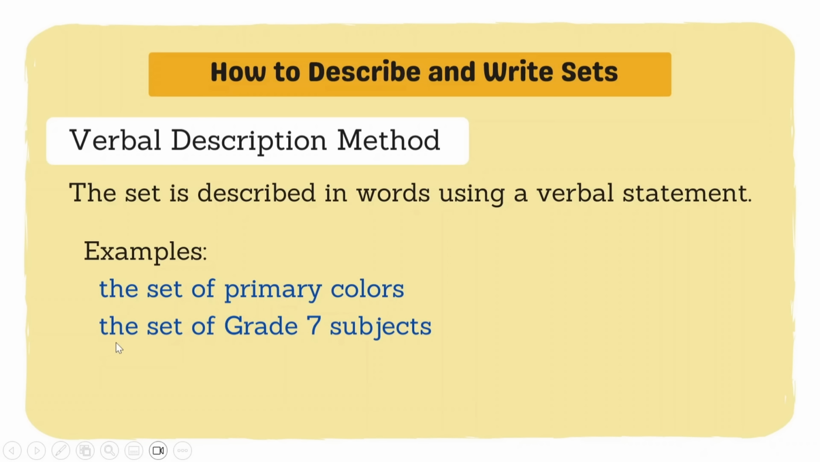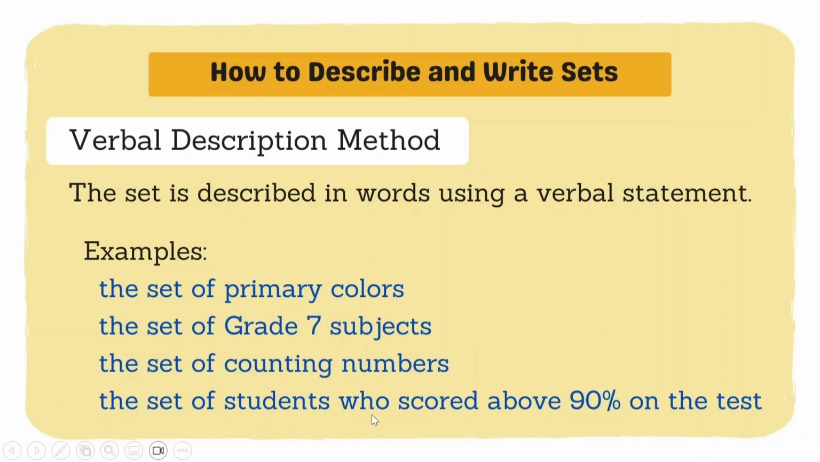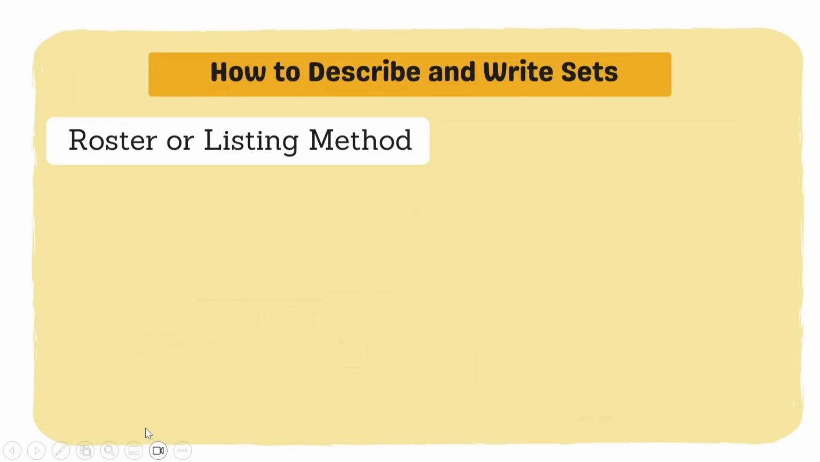Ano pa po? We have the set of grade 7 subjects. Okay? We also have the set of counting numbers and the set of students who scored above 90% on the test. Okay? So lahat po ito, we are just using words or phrases to describe yung ating set. Okay? Next one, another method is using roster or listing method. Ito po yung pag-list down kung ano yung mga elements ng ating set.